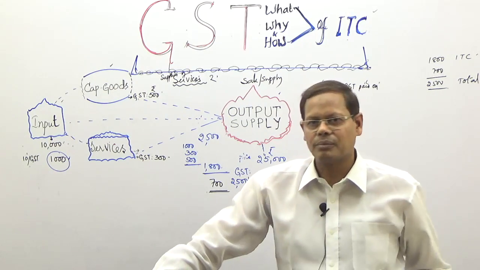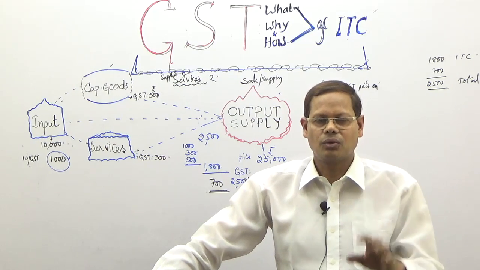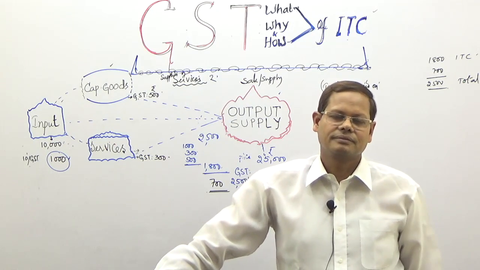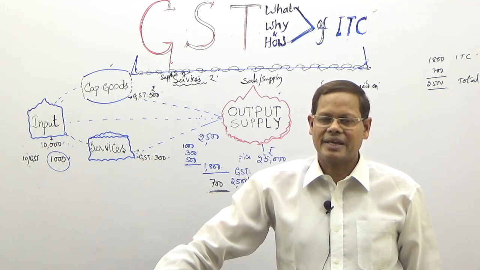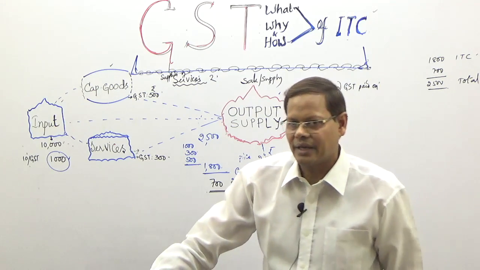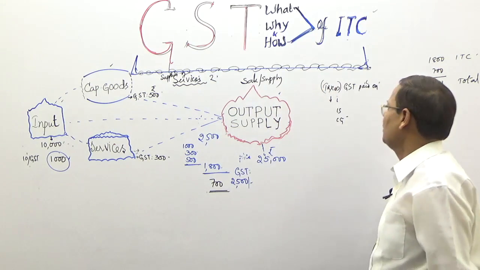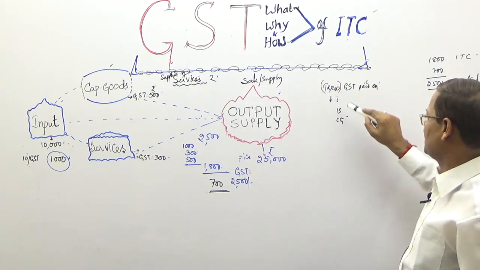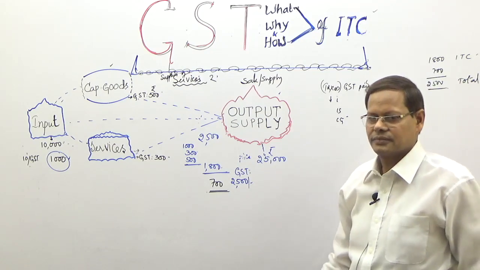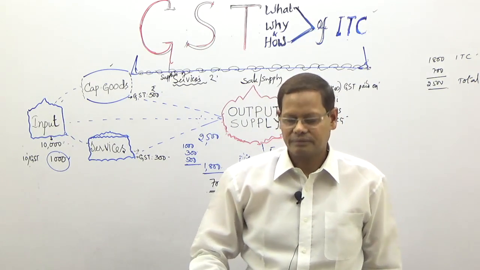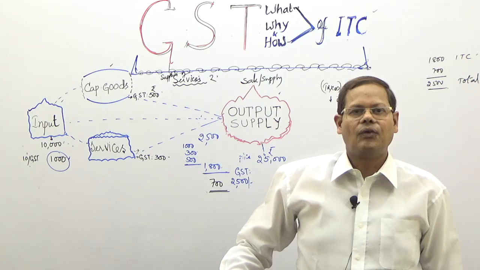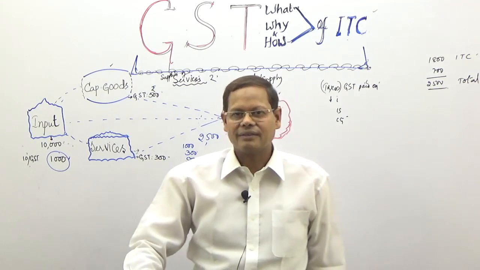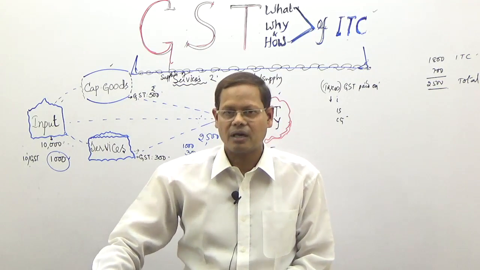So in this simple example, there is no opening stock, there is no closing stock, everything is exhausted here. That is the assumption we have taken. So input tax credit is taxes paid at the input level, on input, input service and capital goods. So why the phenomenon or concept of input tax credit?